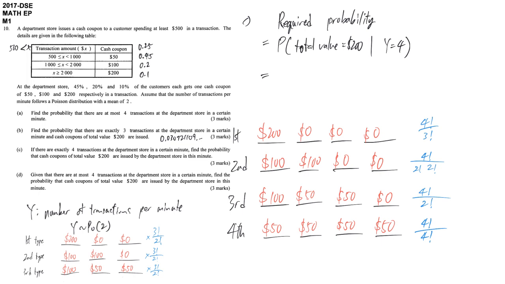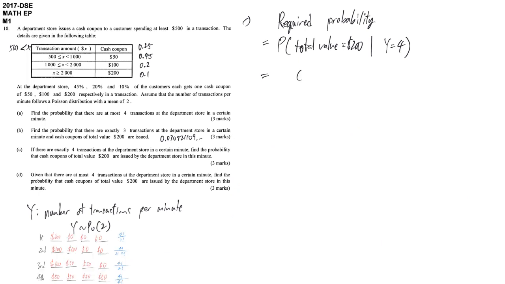But of course you should spend a little bit more time to confirm. But if no more paths, then we start working now. The first type: 200 appears 1 time, probability 0.1, and then 0 appears 3 times, 0.25 each. The number of paths is 4 factorial divided by 3 factorial. The next type: 100, which is 0.2, appears 2 times, and $0, which is 0.25, appears 2 times. The number of paths is 4 factorial divided by 2 factorial divided by 2 factorial.